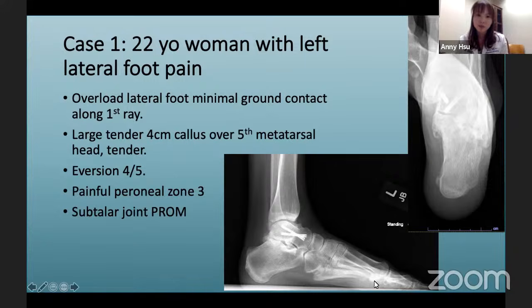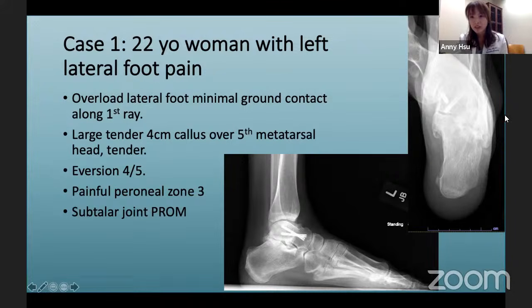She has about a 4 centimeter large callus over the fifth metatarsal head that's very painful, and her eversion is weak, a 4 out of 5. She has focal tenderness also along the peroneal tendon in zone 3. She does have some subtalar joint passive range of motion on exam.